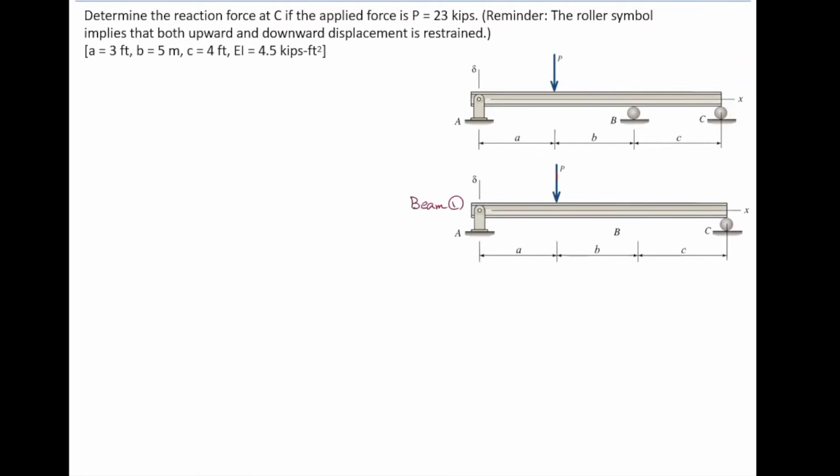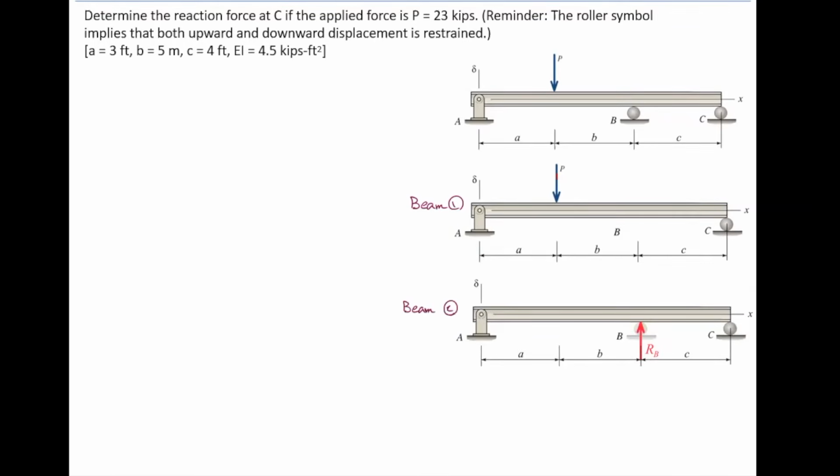Then we need to split the beam into 2 simpler parts. The first one would be the beam subjected to just that external force. The other one would be the beam subjected to the reaction force at B. So we have split our structure into 2 parts. Then we need to determine the deformation in each of these 2 parts. First of all, I'm going to determine how much is the deformation in beam number 1. Remember, we need to determine the deformation at the point that we have released our structure, which is point B.